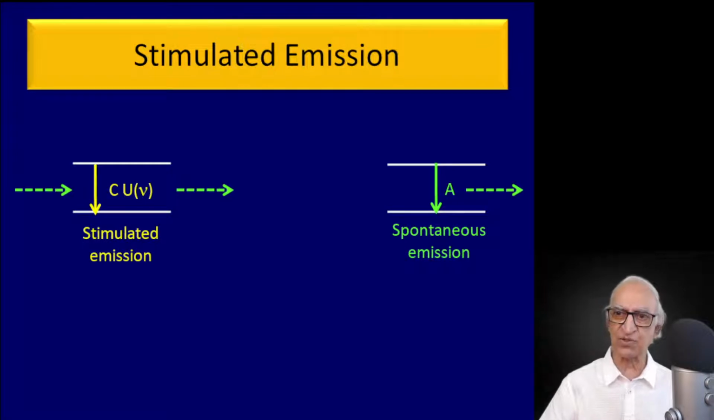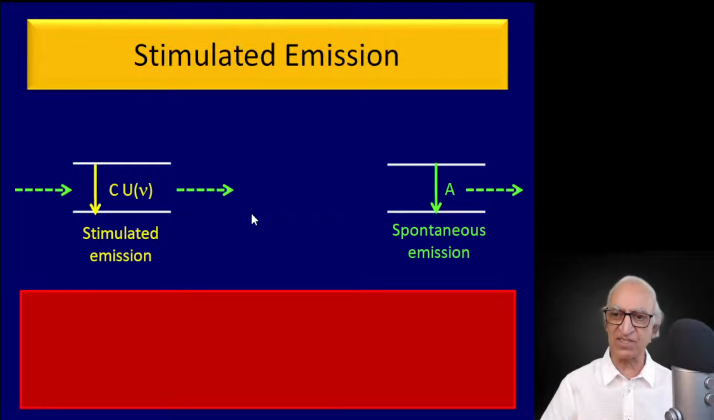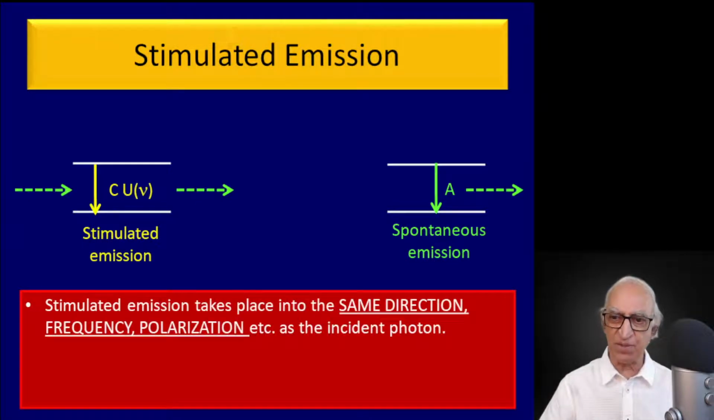Now let's pursue this story a little further. Here are two energy levels 1 and 2. There is stimulated emission and there is spontaneous emission. Now this is the most important thing that you must remember, which is relevant for today's lecture: this stimulated emission takes place in the same direction as the incident radiation.